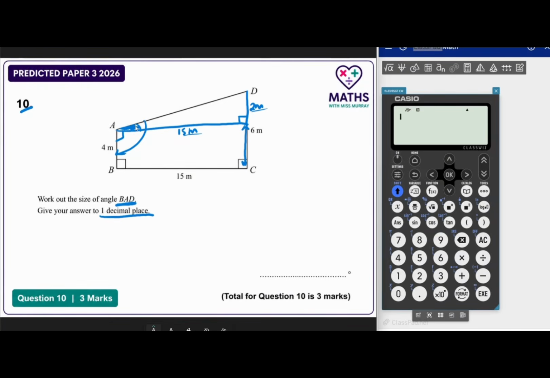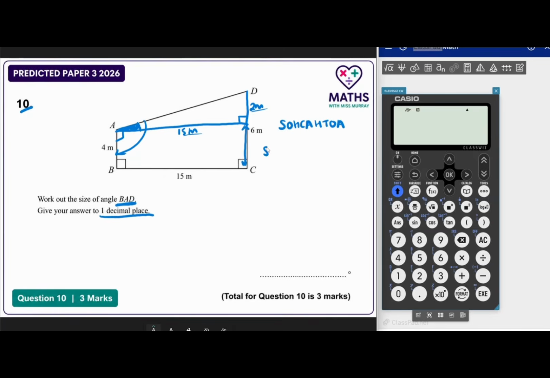There's only 2 things you can use in a right angle triangle for lengths and angles. That is Pythagoras for lengths, and you can use SOHCAHTOA for lengths and angles depending on what information you have. But I'm finding an angle, so I can't be using Pythagoras. It's going to have to be SOHCAHTOA.